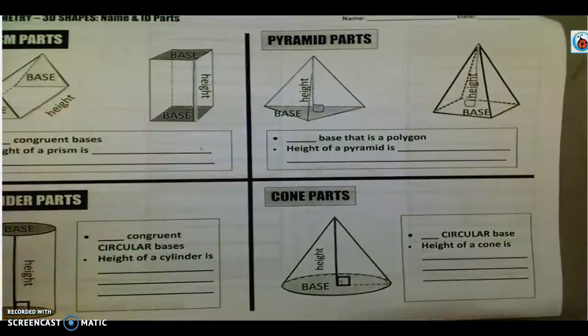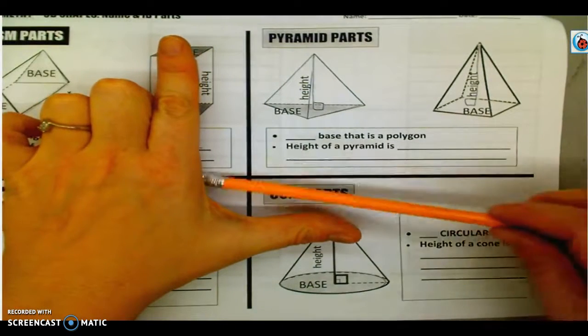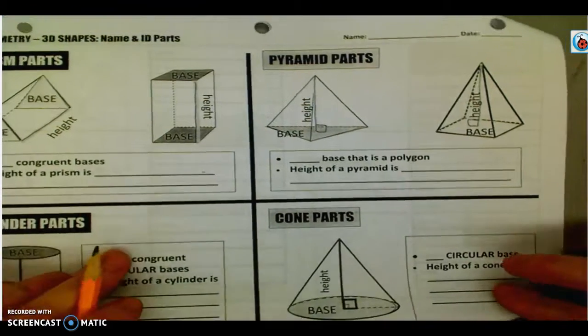And again, base and height always form that 90-degree angle. Look for that 90-degree angle, and you've got your base and your height. Like, that's what it is. And all prisms and pyramids are named by the shape of their base. Okay? So that's a quick recap of everything.